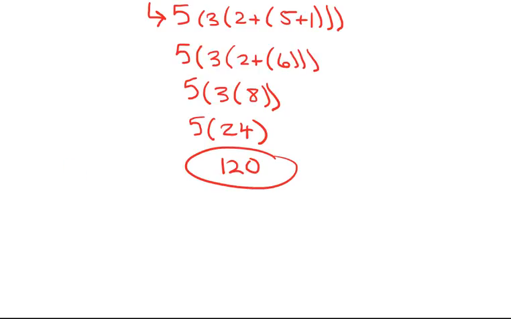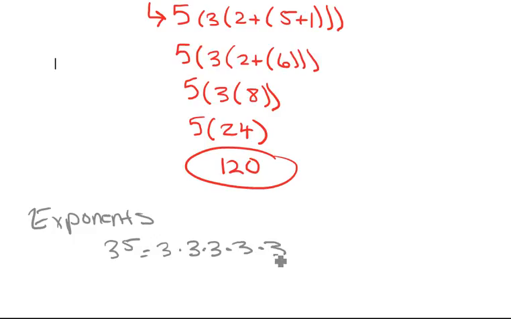The next step in order of operations is exponents. An exponent, let me remind you, is a number multiplied by itself n times. So 3 to the 5th is equal to 3 times 3 times 3 times 3 times 3.